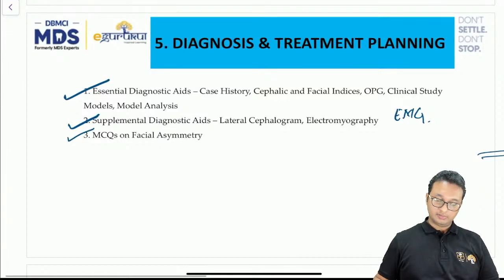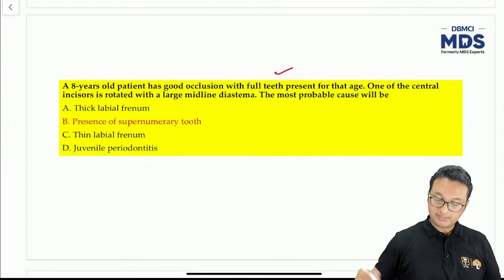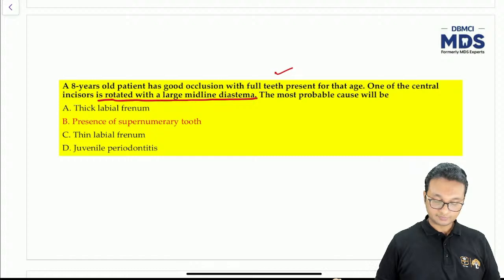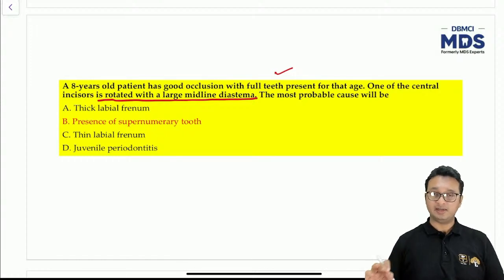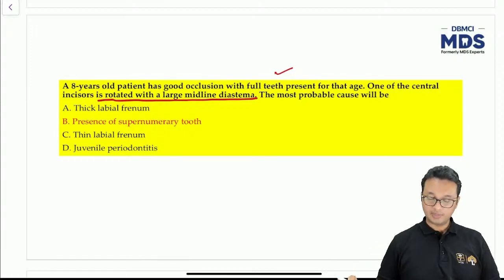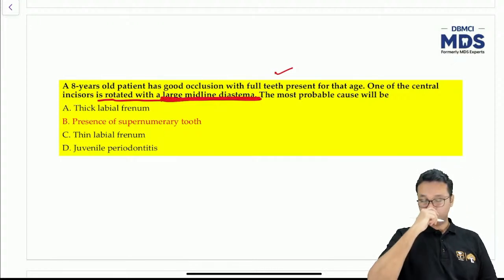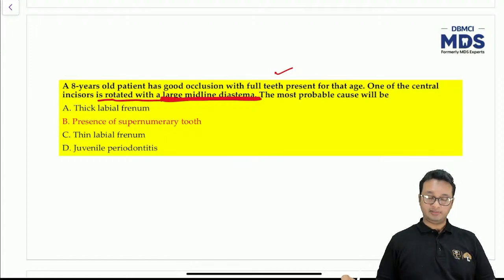Okay. So, an 8 years old patient has good occlusion with full teeth present for that age. One of the central incisors is rotated with a large midline diastema. The most probable cause will be. Now 8 years old patient means the maxillary and mandibular central incisors have already erupted. That's a dental age, no? Now one of the central incisors is rotated with a large midline diastema. That is a clinical scenario which has been given to you. The most probable cause will be presence of a supernumerary tooth, thick labial frenum, thin labial frenum, or juvenile periodontitis.